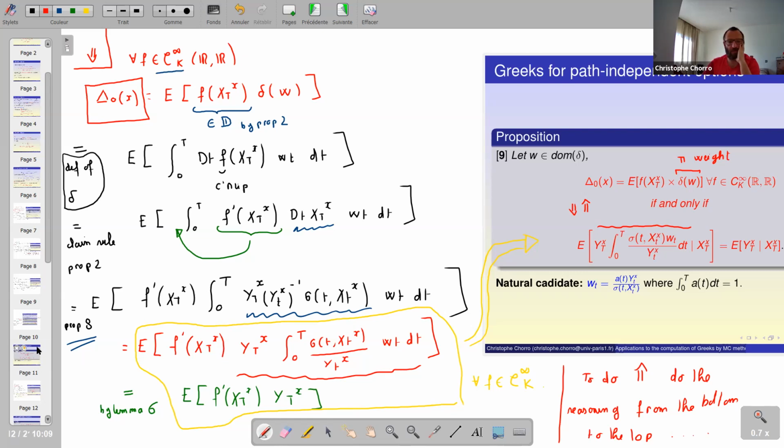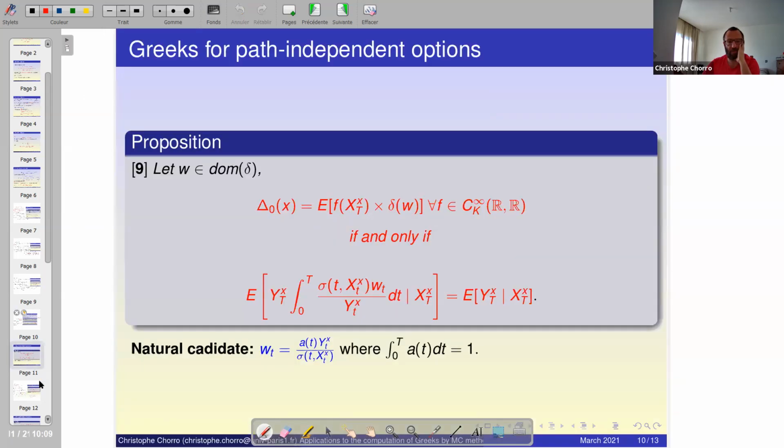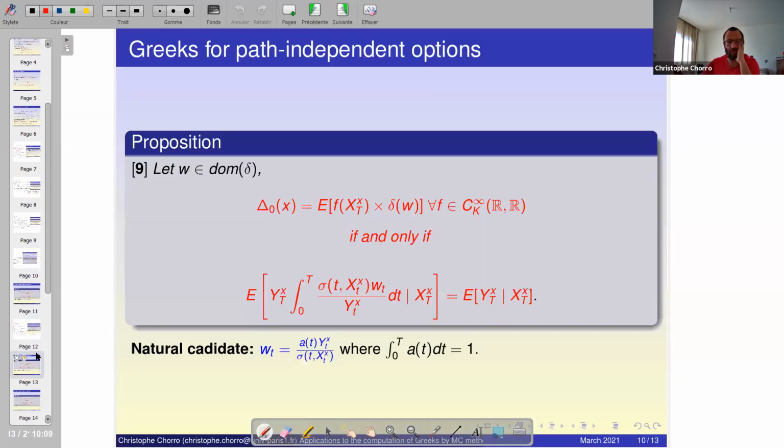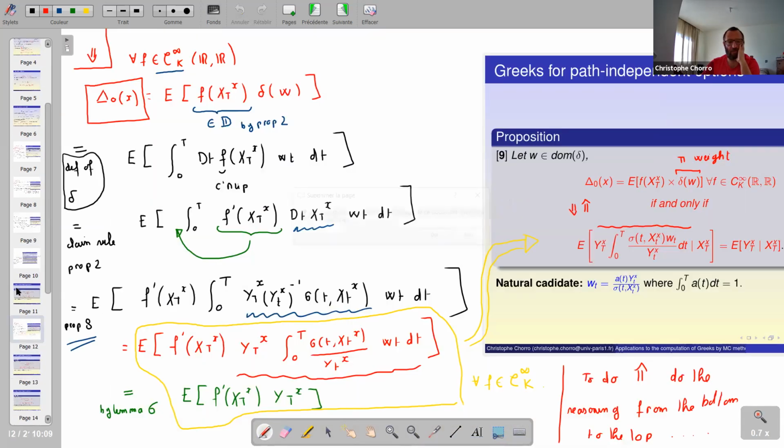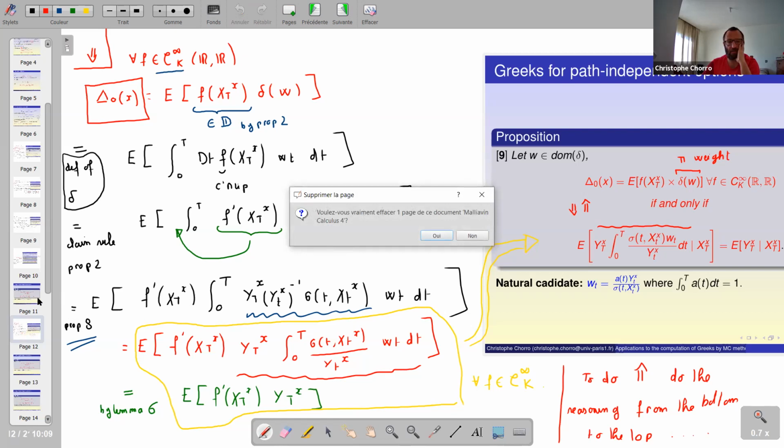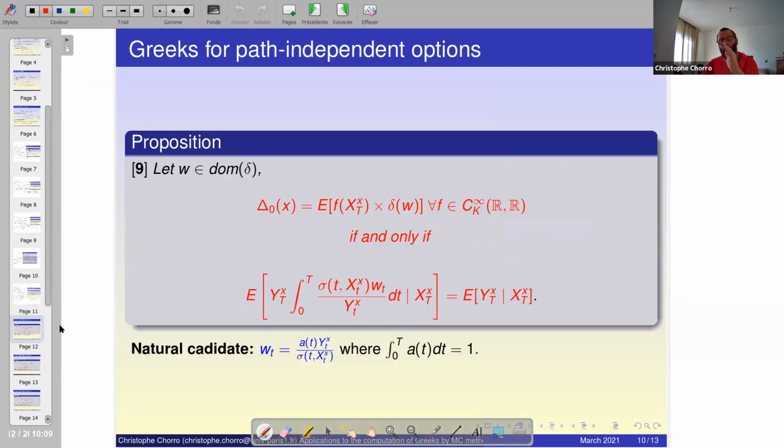So excuse me, what is this? It's the one I want, so I will just erase this one that I don't need. I have this one, I will erase it. And I have this one. So here it's just the statement of the proposition.